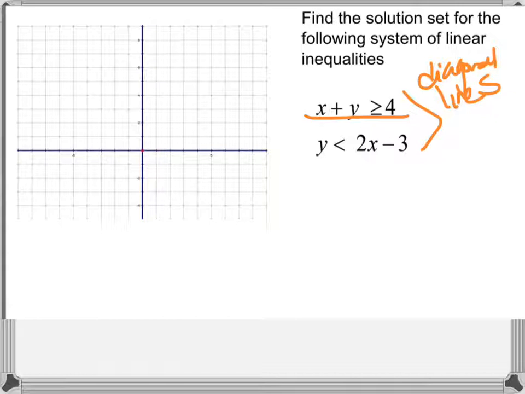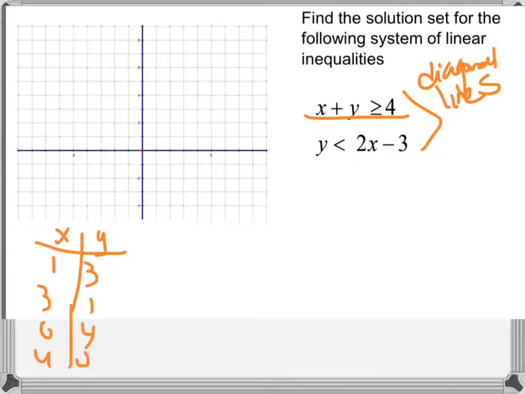So the first thing that you want to do, you can create a table. If I made a table right here, x and y, so (1, 3) and (3, 1), (0, 4) and (4, 0) are good. So (1, 3) and... oops. Okay, and it's a solid line because it's less than or equal to.